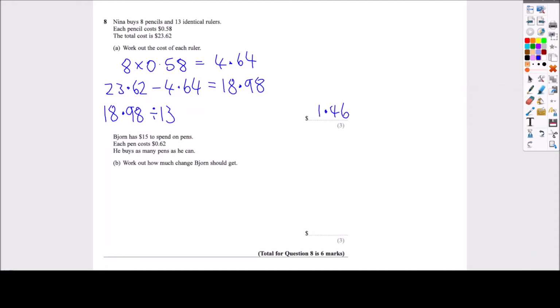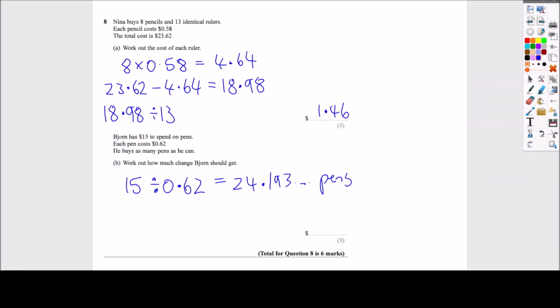Now for part B, Bjorn has £15 to spend on pens. That's 0.62 each. Right, so 15 divided by 0.62 means if you were able to cut up the pens, you could buy exactly 24.193 and so on pens. Now clearly you can't buy part of a pen. So we can afford 24, we can't afford 25.